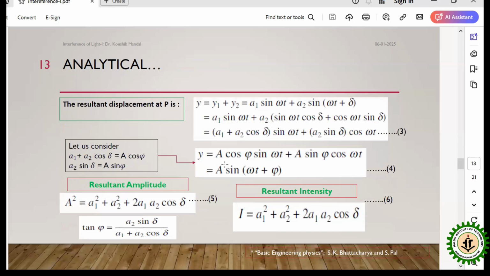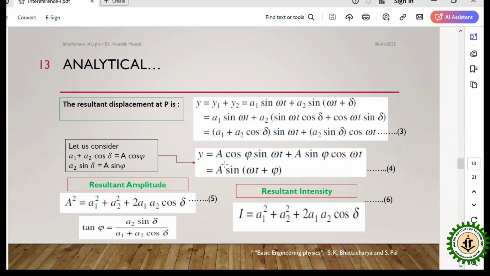Now we use the principle of superposition, and the resultant displacement at P is nothing but the algebraic sum of the waves y1 and y2. So the resultant wave y equals y1 plus y2 equals a1 sin omega t plus a2 sin(omega t plus delta). We will expand the second term using the sin(A plus B) formula, and it is sin omega t cos delta plus cos omega t sin delta.